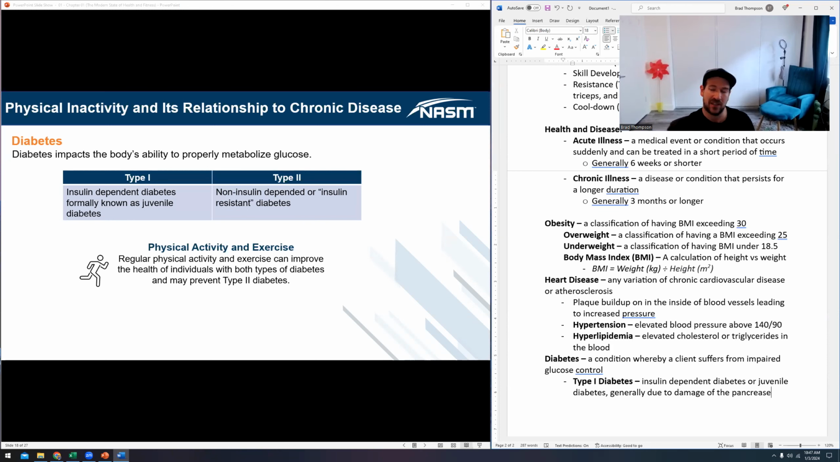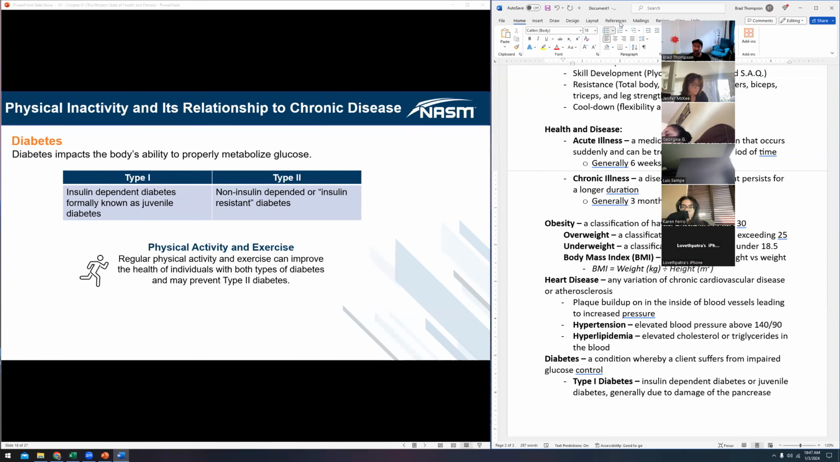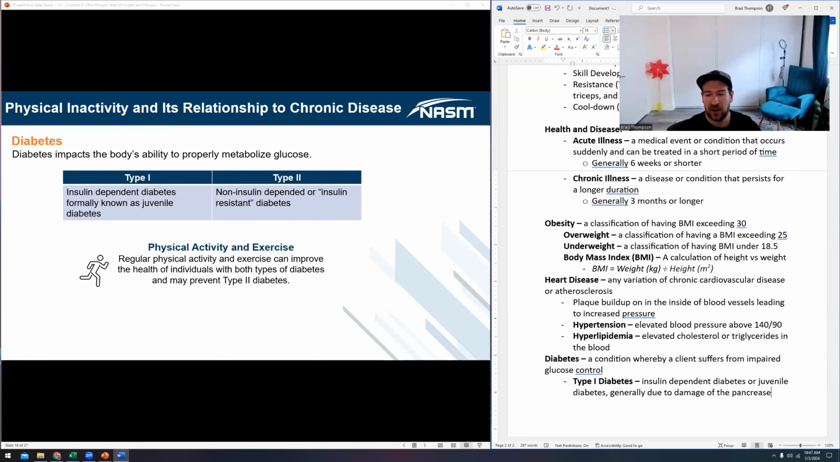So basically your pancreas is not putting out enough insulin. And so then sugar stays in your blood longer than it's supposed to, and it becomes really hard to pull that sugar out of there. Then we've got type 2 diabetes, which is what we refer to as non-insulin dependent or insulin resistant diabetes.